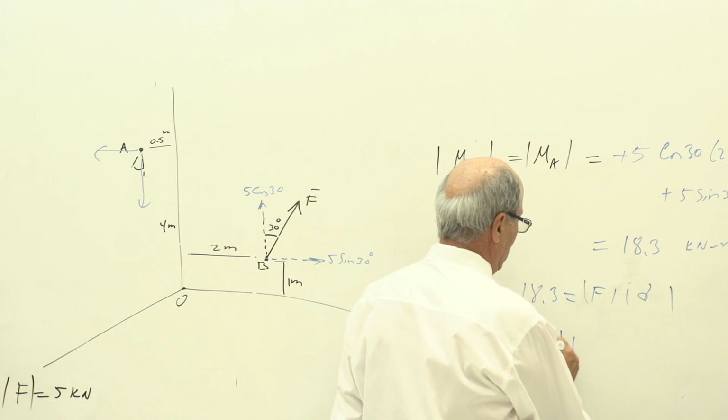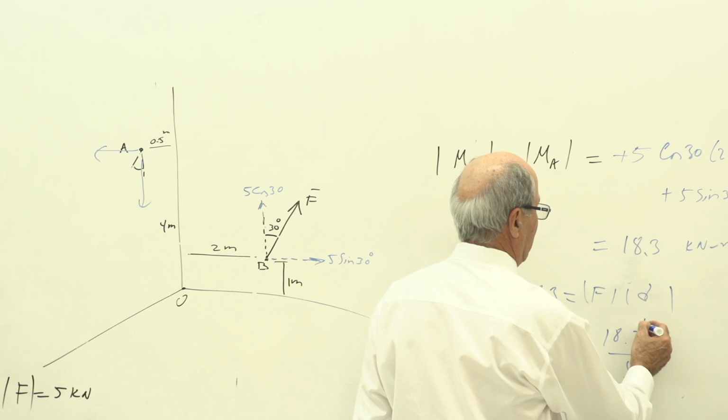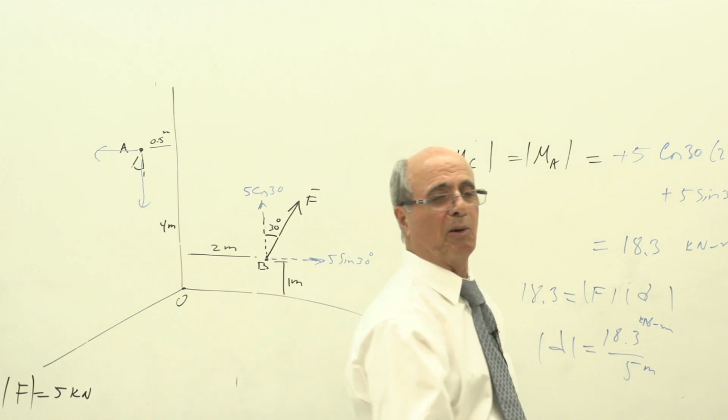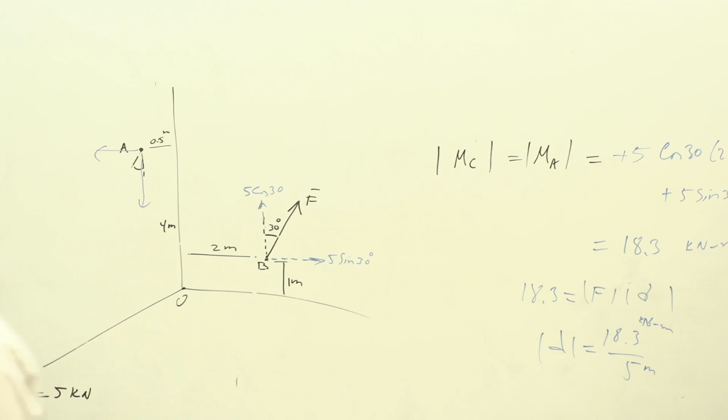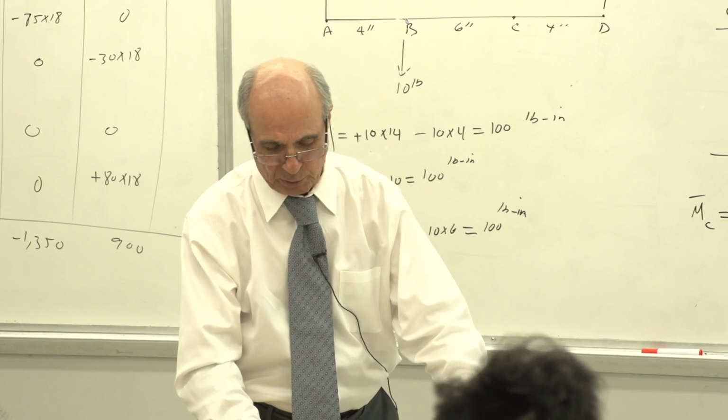Again, you have that in your homework. D equals 18.3 divided by 5. That is kilonewton. Come on, guys, divide and listen to me. This is part of your homework. You can find the shortest distance between two lines as well. Is that correct or not? You don't have to go through geometry.